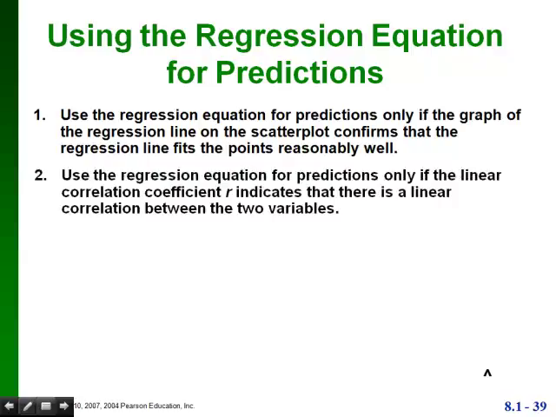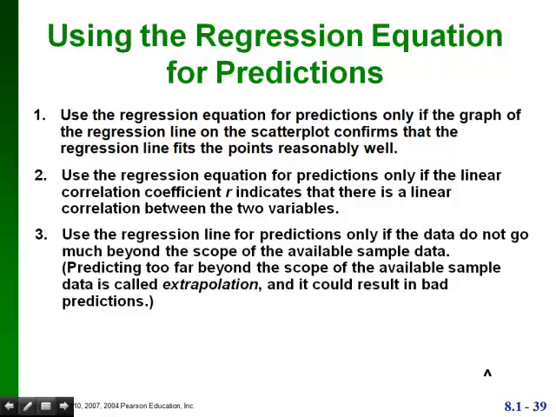We also should look at our linear correlation coefficient R and either compare it to critical values in the table or look at our p-value to see whether we can conclude that there's a linear correlation between the 2 variables. The third thing is that we really only want to use our regression line for predictions if our data doesn't go too far beyond the scope of our available sample data.